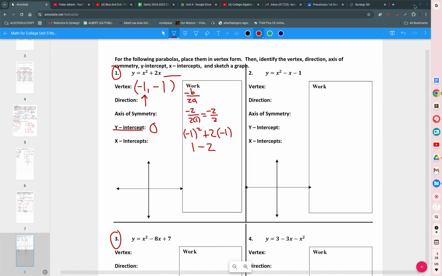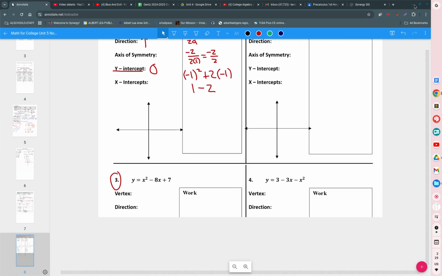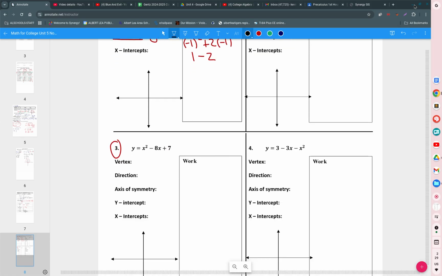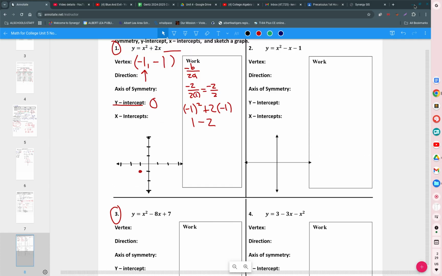At this point, I am going to plot some points. I'm going to make a 3 by 3 graph. You can make the graph whatever you want to be able to fit your parabola. And I have plotted my vertex.